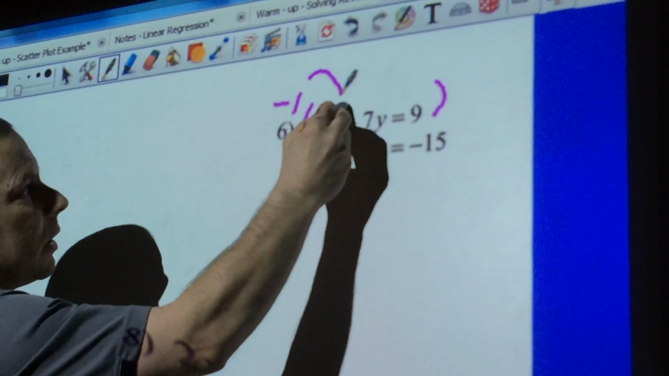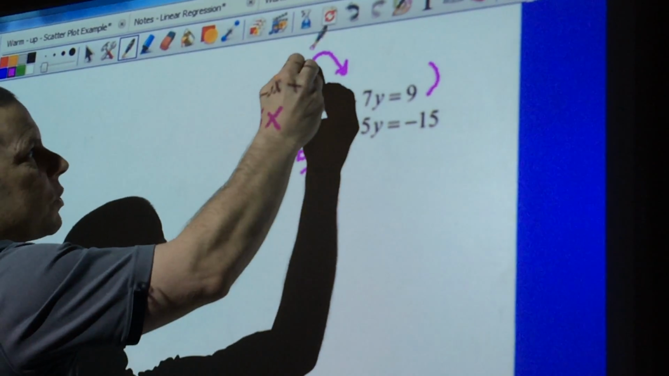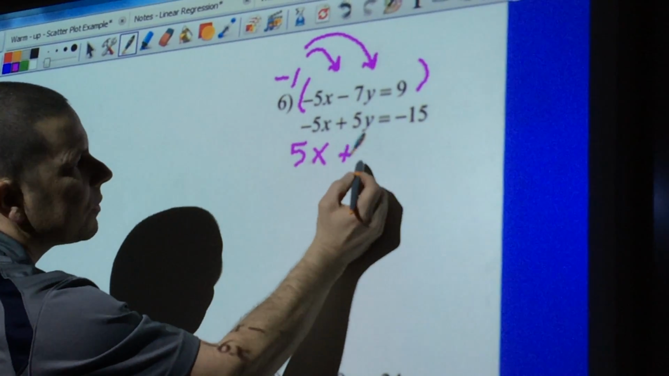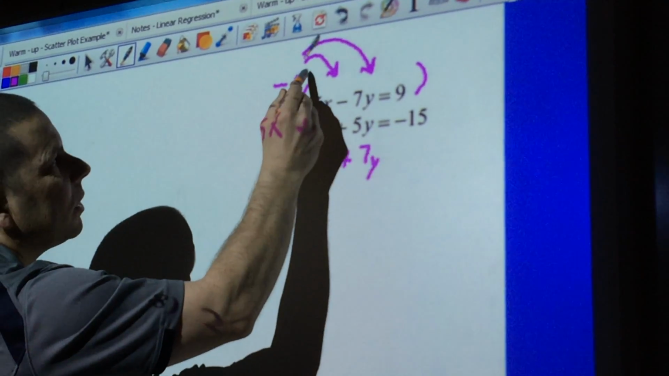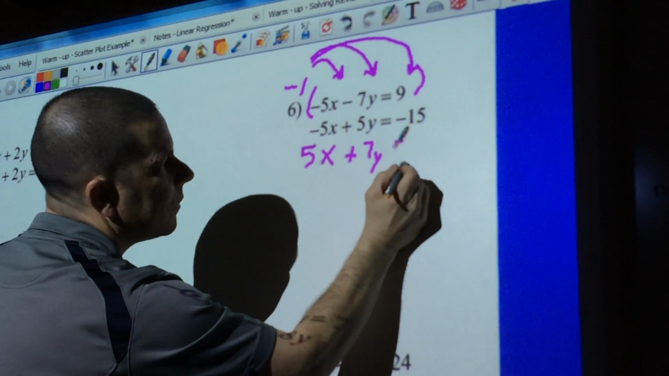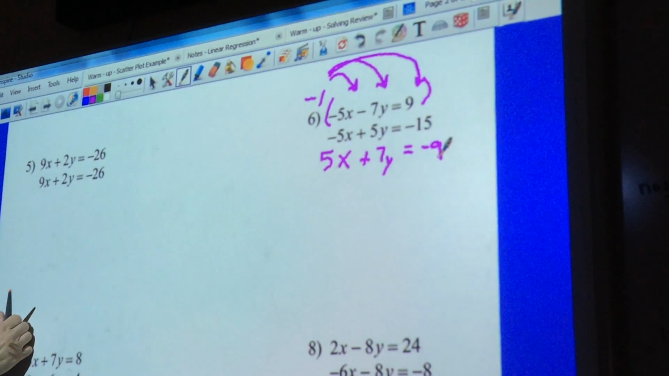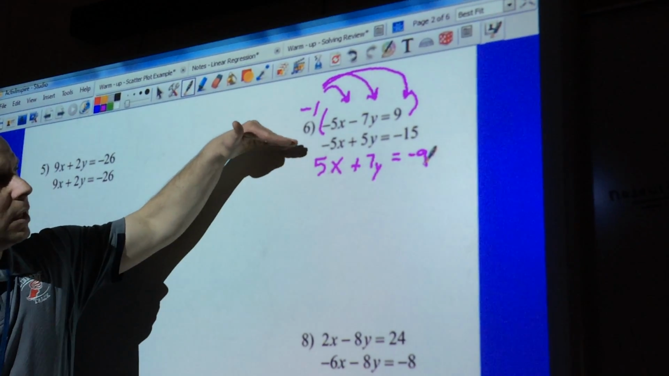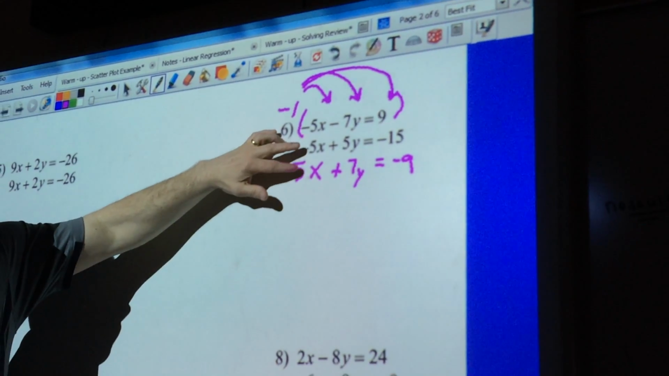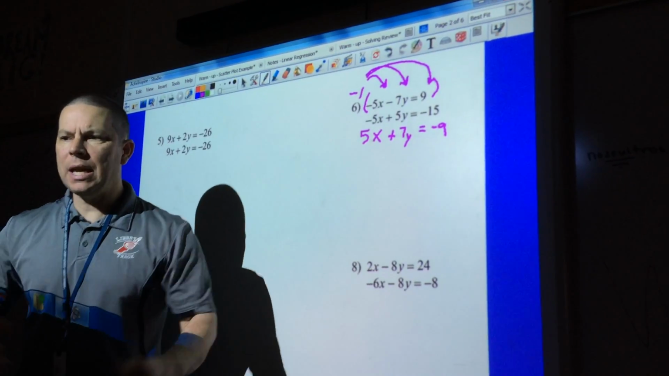So we have -1 times 5x, which gives us positive 5x. And then we distribute the -1 over to the -7y, which gives us positive 7y. And then we distribute the -1 all the way to the other side, to the 9, which gives us -9. Don't forget about that constant on the other side of the equal sign. So now I'm looking at the original bottom row with the new top row, and I see that the coefficients of the x term are opposite. Therefore, I can add them up and they will be eliminated.